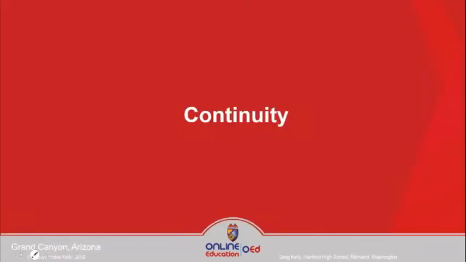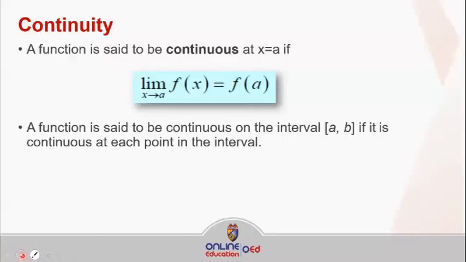For the continuity, ito daw is a function is said to be continuous at x equals a if yung limit natin for the f of x is equal sa f of a where yung x natin is approaching a. So the function is said to be continuous on the interval a, b if it is continuous at each point in the interval. So ito daw yung rule natin for the continuous or the continuity.